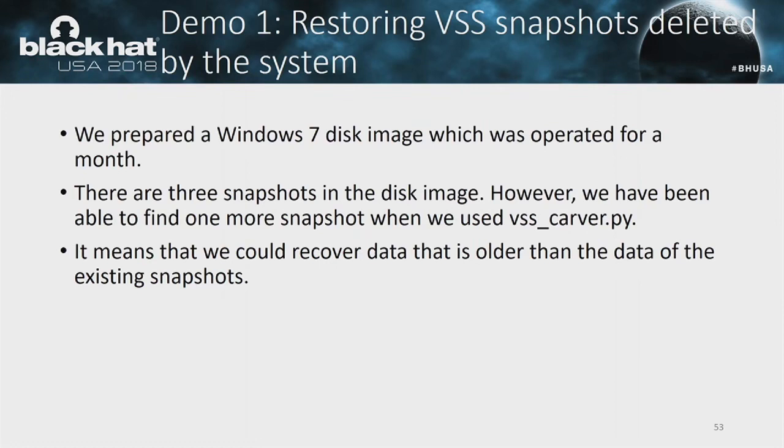Okay. We prepared a Windows 7 disk image which was operated for a month. There are 3 snapshots in the disk image. However, we were able to find one more snapshot when we used vsscarve.py. It means that we could recover data that is older than the data of the existing snapshots.